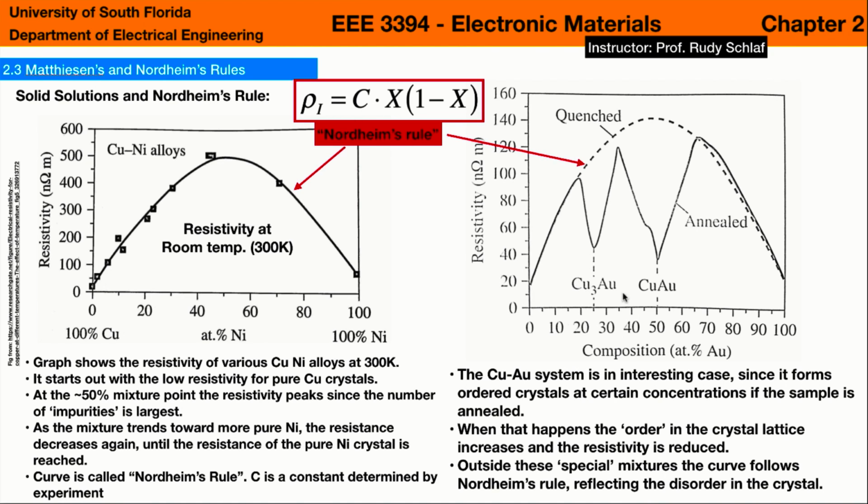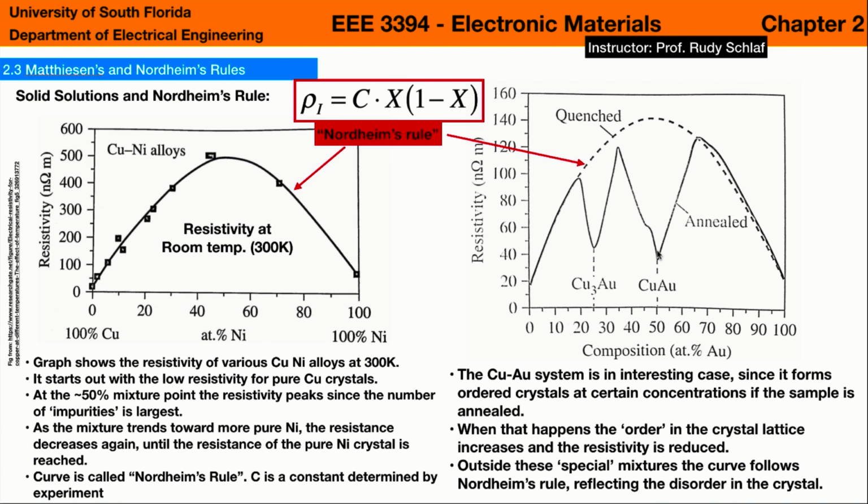Okay, let's see what happens in the gold-copper alloy over here. If you just mix gold and copper and you heat it up and liquefy everything and then let it cool down and measure the resistivity, you get a curve that follows closely Nordheim's rule. However, if the solidified mixtures are annealed before measuring the resistivity, you get the solid curve here.